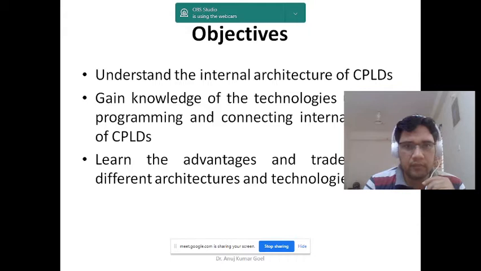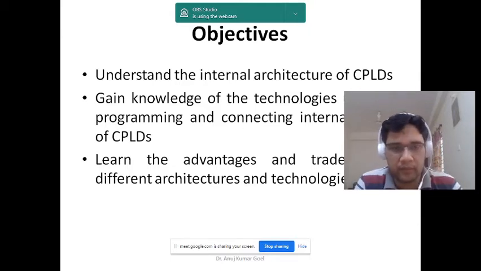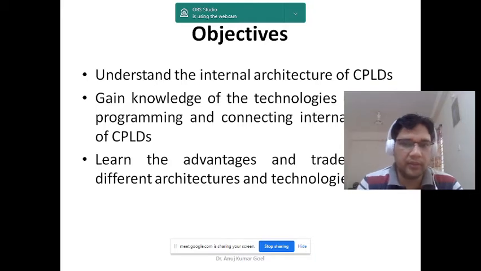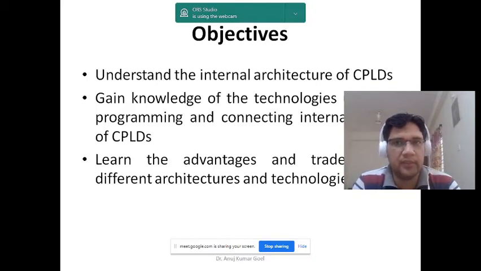The objectives of the chapter are what we learn from this chapter. Understand the internal architecture of CPLD. What is the internal architecture? What are the different blocks and how are these connected? Then gain knowledge of the technologies used for programming, because it is a programmable device, complex programmable. So how do we perform the programming of the CPLD and connecting internal blocks of CPLD? Three blocks are there, so how are these connected with each other?